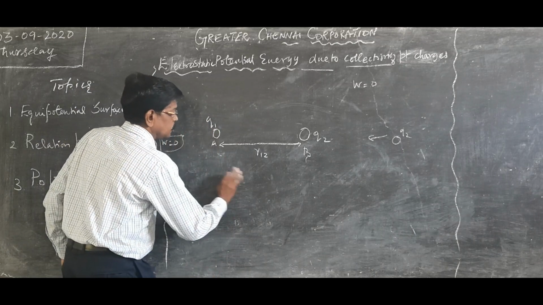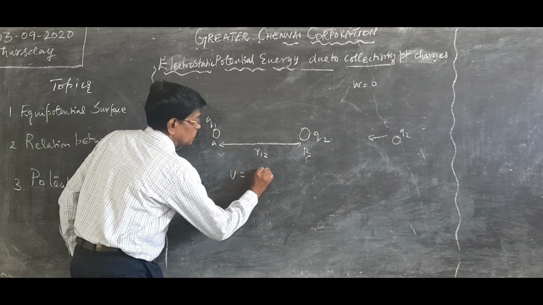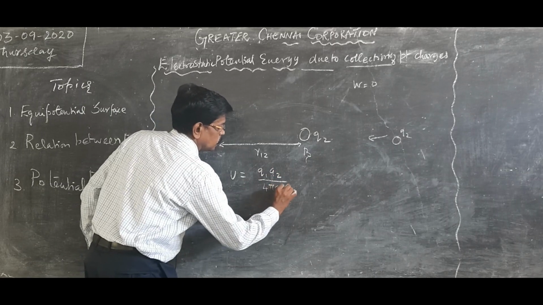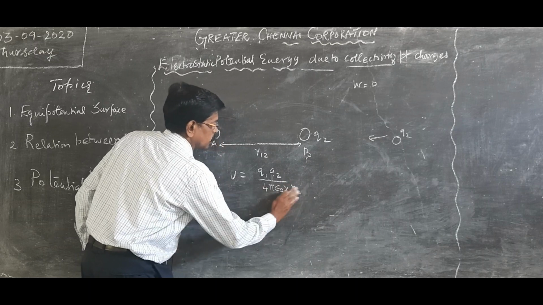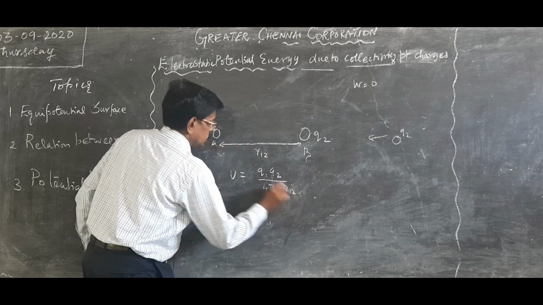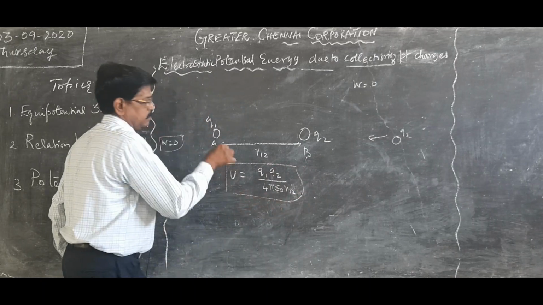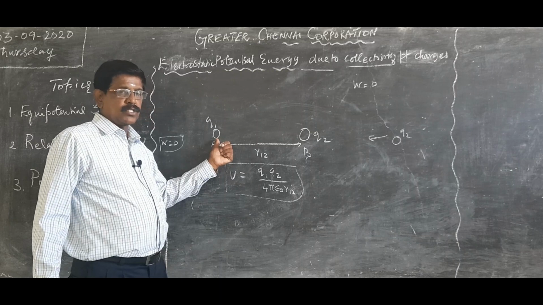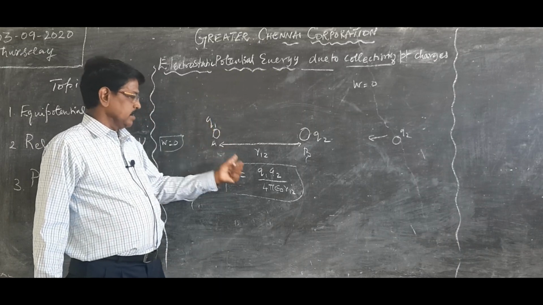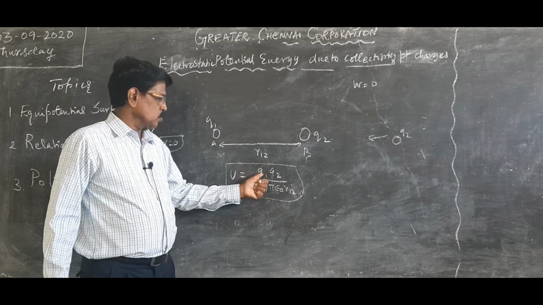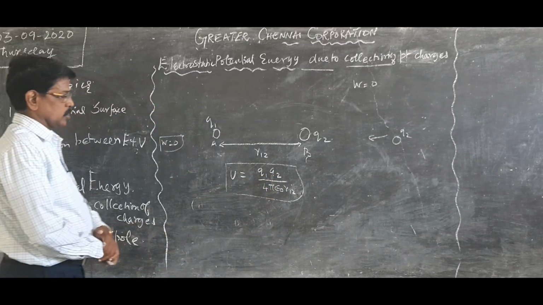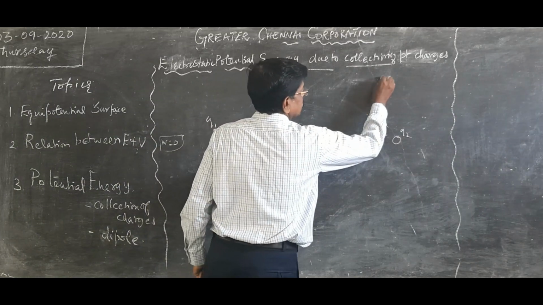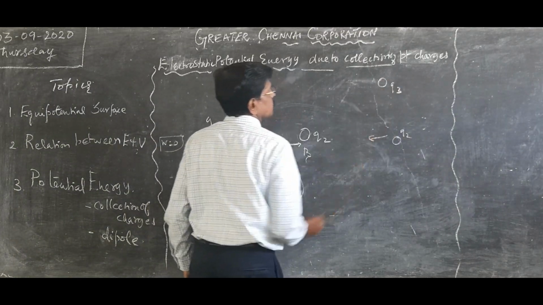The potential energy between the two charges, U, is equal to Q1 Q2 by 4 pi epsilon 0 R12. This is the potential energy. Remember, when the second charge is brought nearer, it experiences only one field, so the one potential, Q1 Q2 by 4 pi epsilon 0 R12.